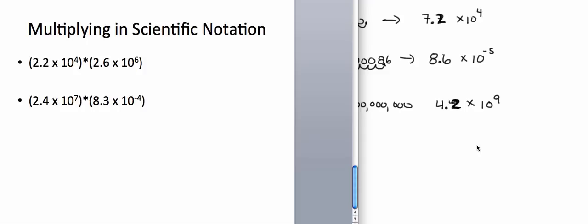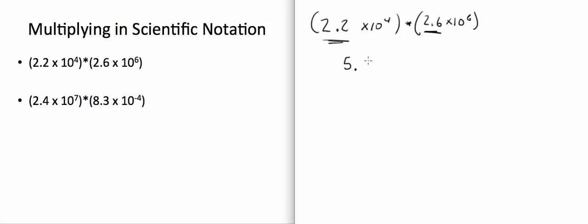And the last thing we're going to talk about here is multiplying scientific notation. We've got 2.2 times 10 to the 4th, and we're multiplying that with 2.6 times 10 to the 6th. When we multiply scientific notation, we take the big numbers and multiply those together first, so 2.2 times 2.6 gives us 5.72. Then we take our exponents and add them together. That gives us 10 to the 10th power.